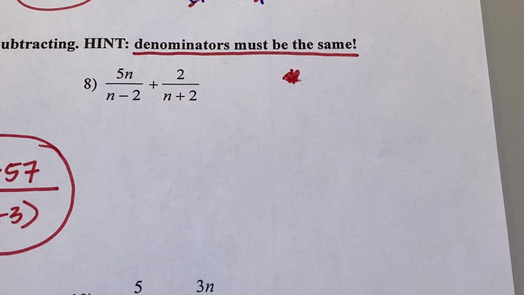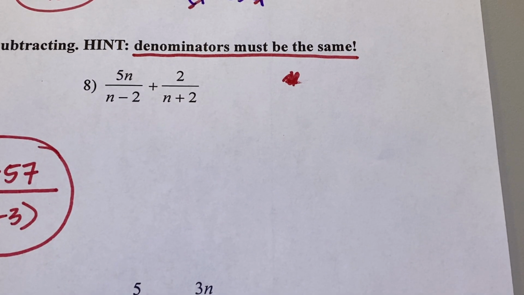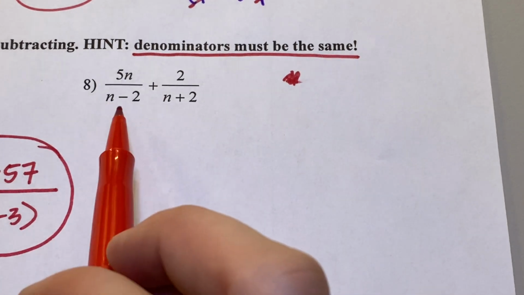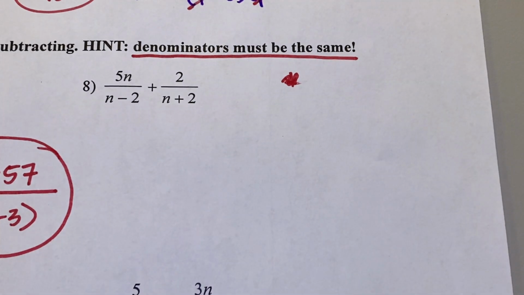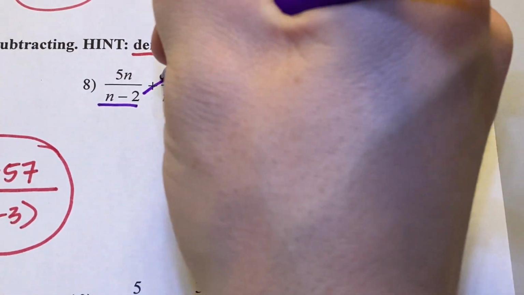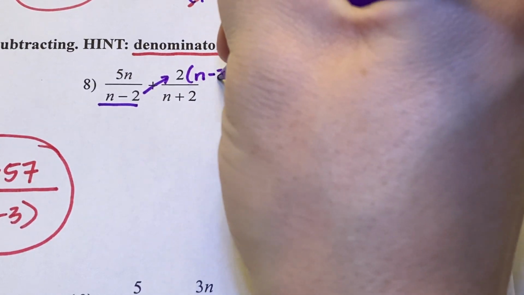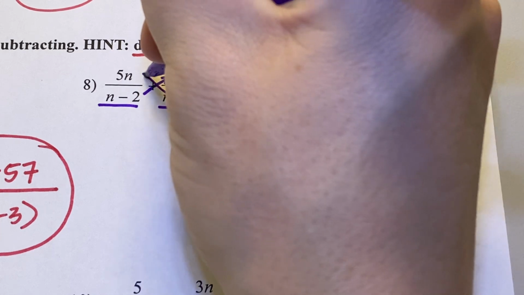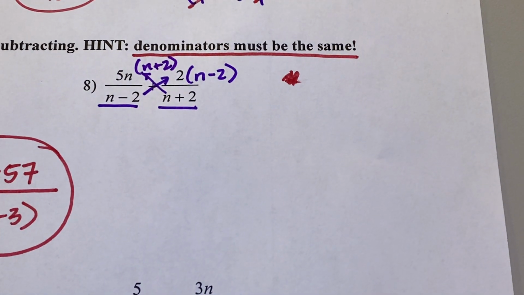Alrighty. Let's look at number 8. We're adding, which means our denominators still have to be the same. Are they the same? No, they look really similar, but n minus 2 is not the same as n plus 2. So we've got to fix it. Let's take n minus 2, multiply it to that guy. Take n plus 2, multiply it to that guy. That little move right there is what makes our denominators the same.